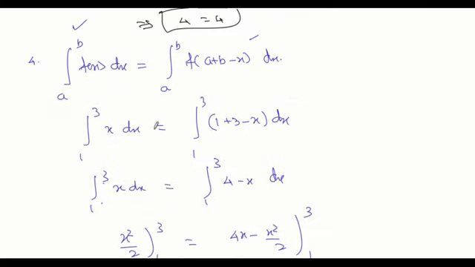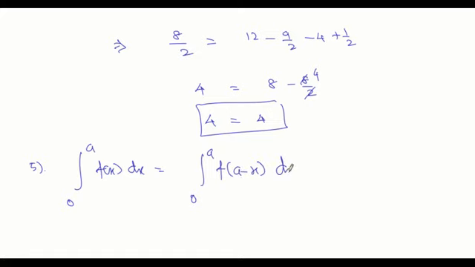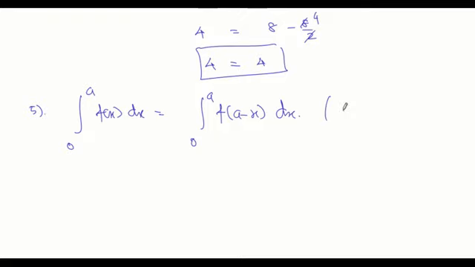So integral a to b f of x dx is nothing but integral a to b f of (a plus b minus x) dx. So it will not change at all. We can apply this idea also. Next, the fifth property. From the fourth, we write integral 0 to a f of x dx is nothing but the same integral 0 to a f of (a minus x) dx. That's all, children. This is actually from the fourth only.